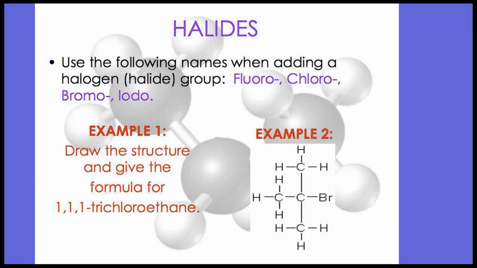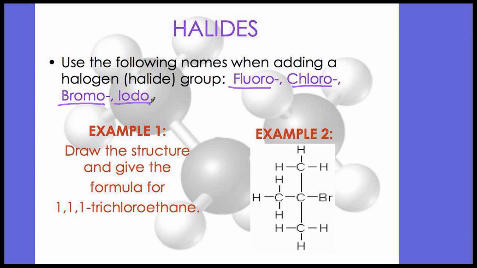Halide. Halide means I have a halogen, so it can either be fluoro if it's fluorine, or chloro if it's chlorine, or bromo if it's bromine, or iodo if it's iodine.